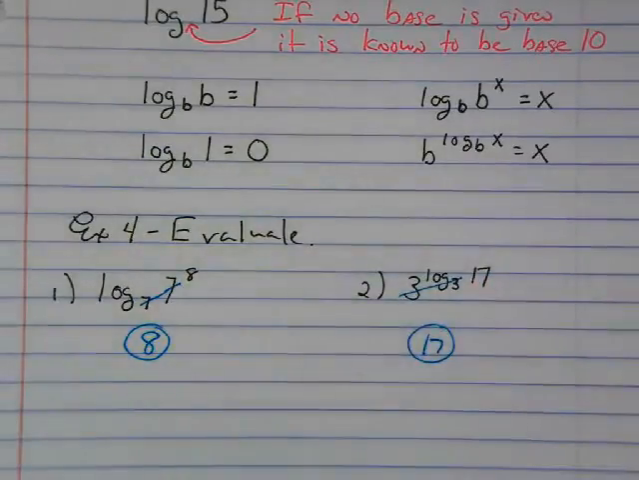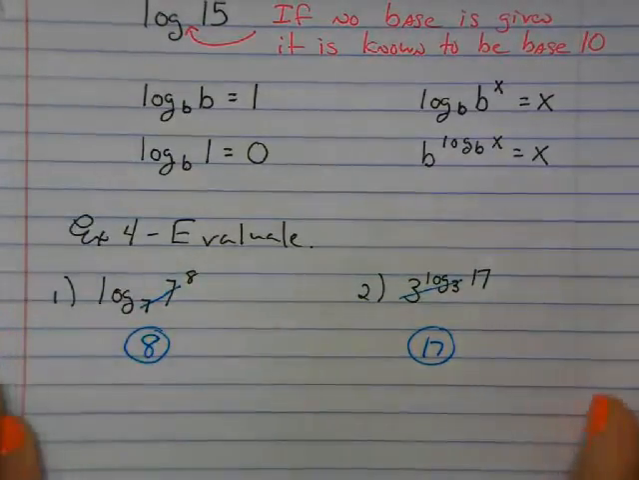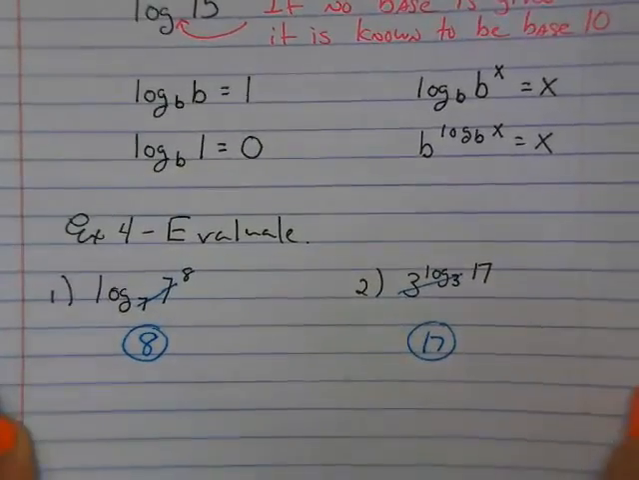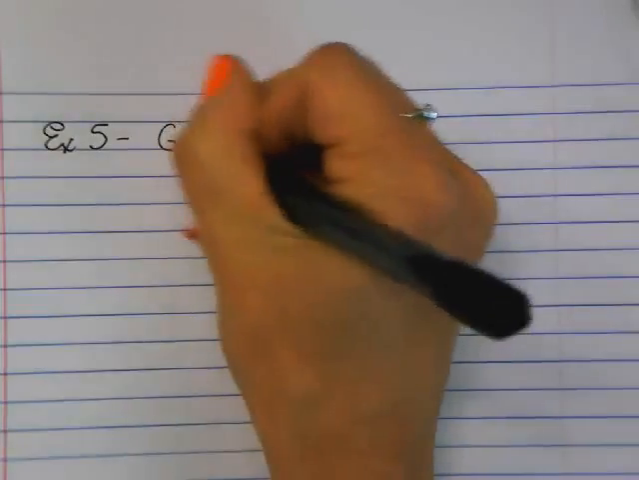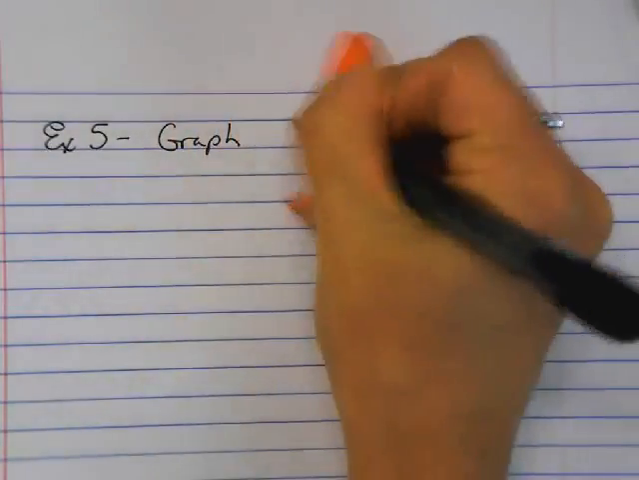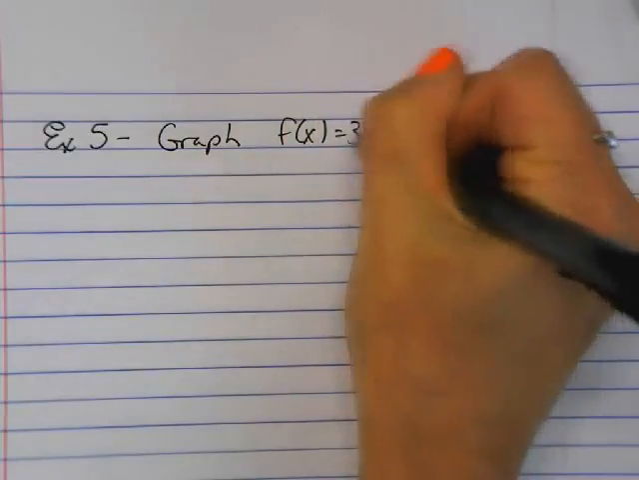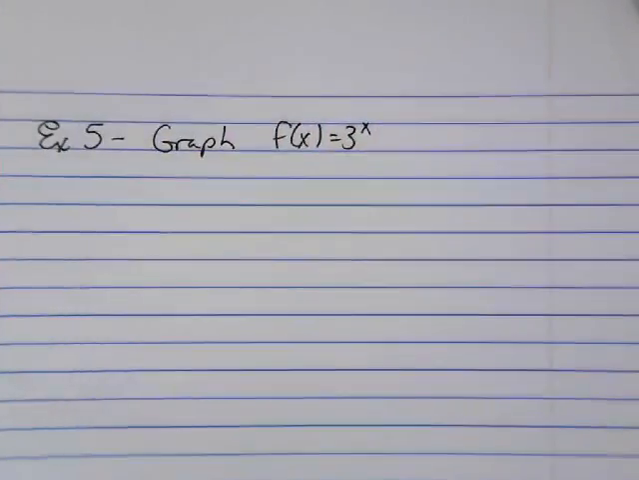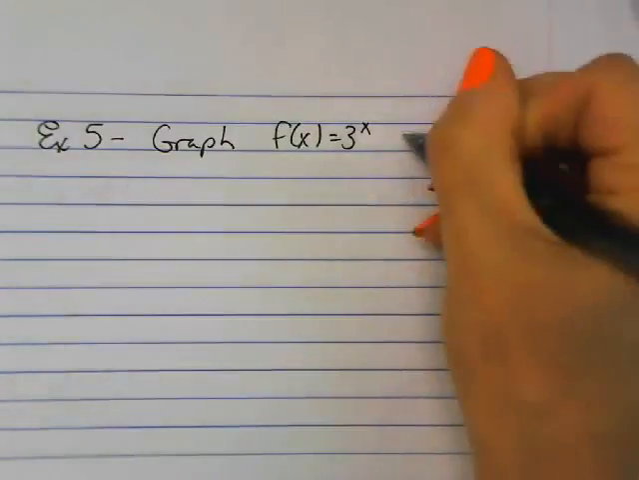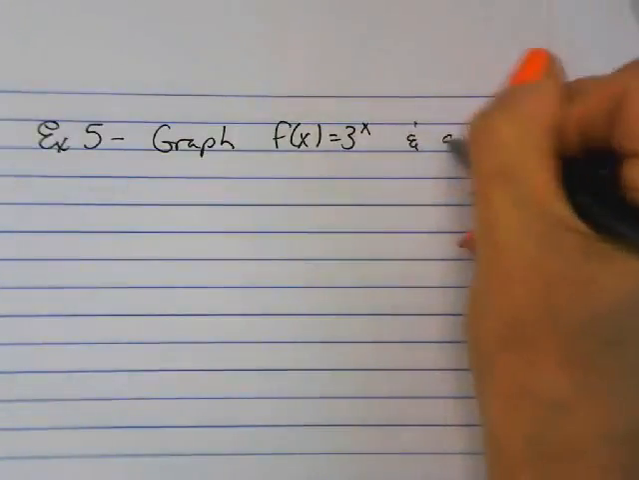Alright, let's graph one and see what the logarithmic function looks like. Alright, and I'm going to grab a new sheet of, oops, sorry, hit the microphone. I'm going to grab a new sheet of paper. Example 5. Lots of examples in this section. First, I want you to graph f of x equals 3 to the x power. So I want to go back and regraph that function we graphed yesterday. And then I want you to graph g of x, which is the log base 3 of x.